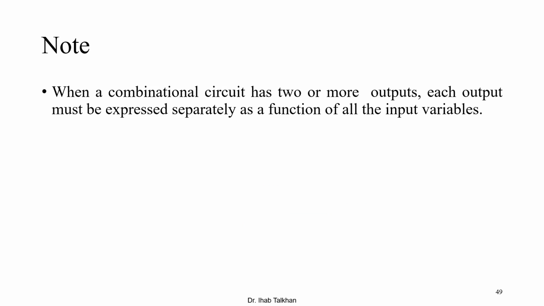I'm just going to give you a small note to put in your mind. You must understand that when a combinational circuit has two or more outputs, each output must be expressed separately as a function of all input variables. Because each one of the outputs has its own hardware. Yes, at the end they are all combined in the same system, but when you describe it, you have to describe each one as a separate function.